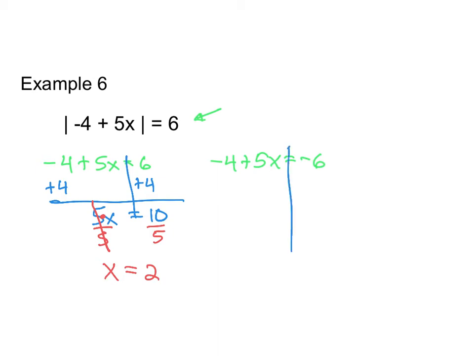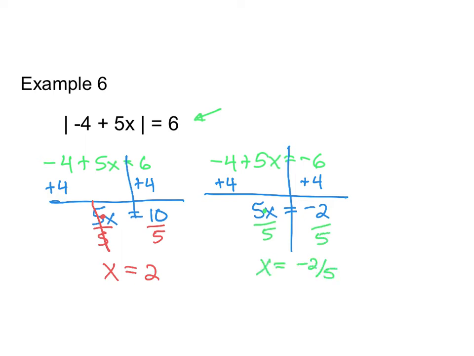So again, we want to get the 5x by itself. So we're going to add 4 to both sides. So we have 5x equals negative 6 plus 4 is negative 2. Then we have it where 5 and x, they are multiplying. So we are going to divide. So we have x equals negative 2 over 5. It does equal a decimal. It's better in Canvas as a fraction, so we're going to just leave it as negative 2 over 5.